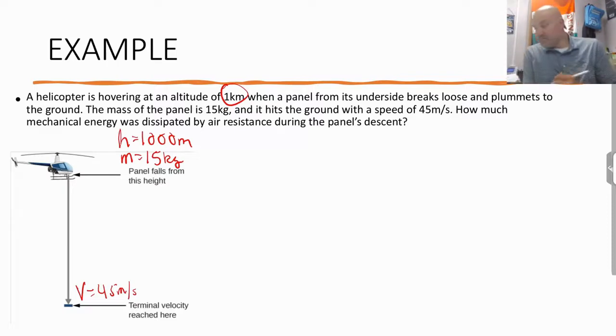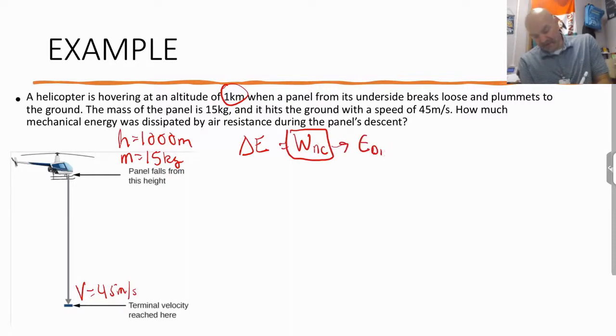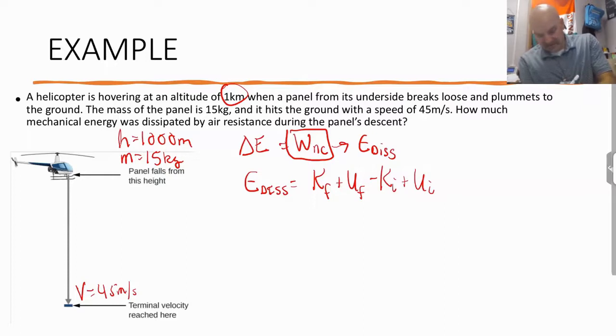Instead of setting it equal to 0, we're going to set it equal to the work done by non-conservative forces, which is actually the dissipative energy. So this is what we can also call E dissipative. E dissipative is going to be equal to K final plus U final minus K initial minus U initial, not plus, because remember that's a delta. Again, we can cancel some things out. At the bottom we're at 0, and at the top it's just dropping. So our dissipative energy is equal to K final minus U initial.